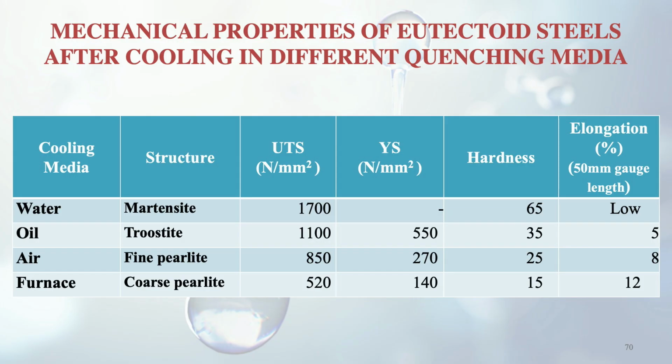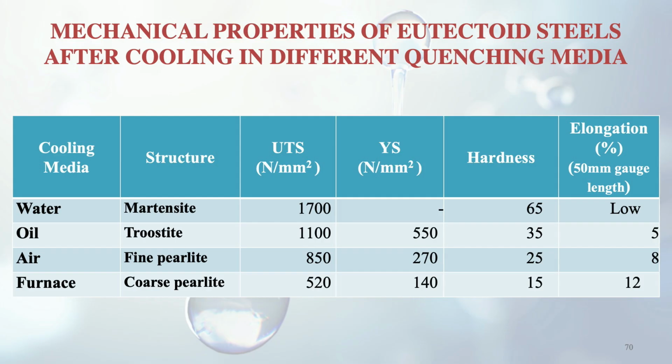Here we see a table about the mechanical properties of eutectoid steels after cooling in different quenching media. You see here the cooling media: water, oil, air and furnace. From water we are getting the structure of martensite, from oil we are getting troostite, from air cooling we are getting fine pearlite, from furnace cooling we are getting coarse pearlite, which I have discussed in the diagram also.